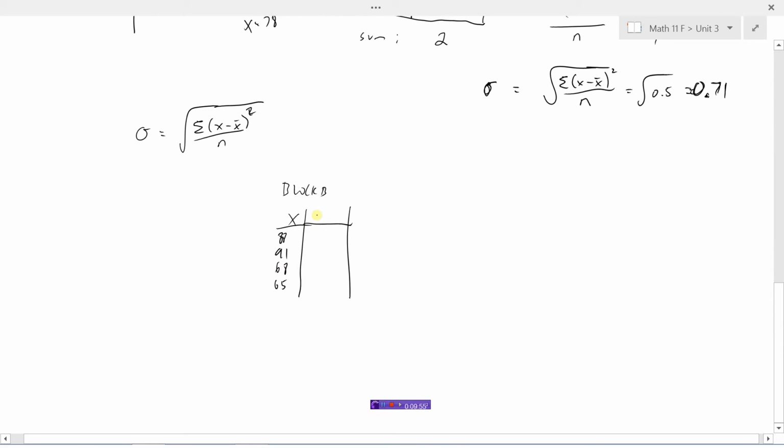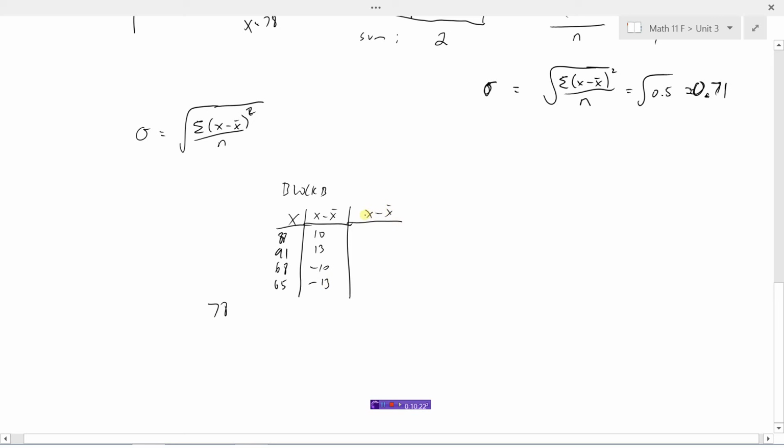So the next thing to do is to find out how far each point is from the mean. Our mean was 78. So 88 take away 78 would be 10. 91 take away 78 would be 13. 68 subtract 78 is negative 10. And 65 subtract the mean would be negative 13.